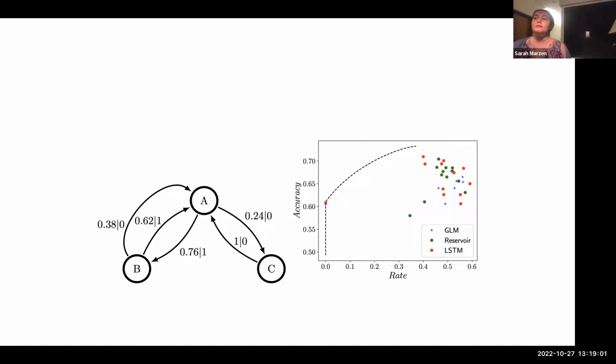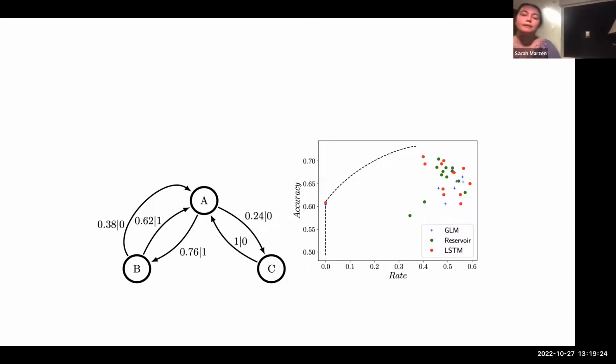This is probably because I don't know much about distortion theory, but it seems that in this plot we have a high rate, so basically high mutual information between the hidden states and the participant choices, but still an accuracy that's much lower than the optimal. How come? Yeah, that's a great question.